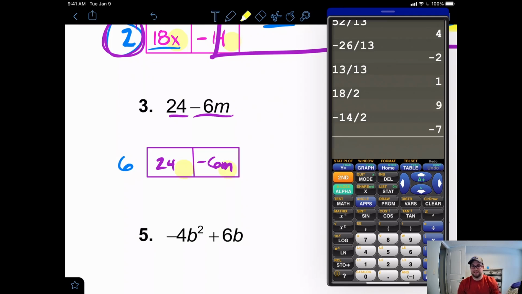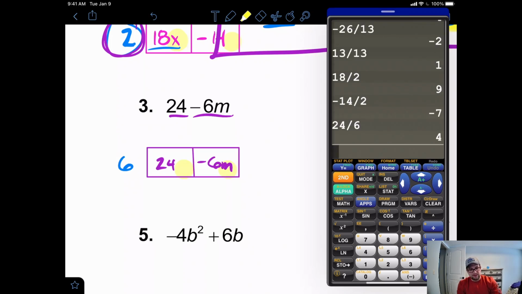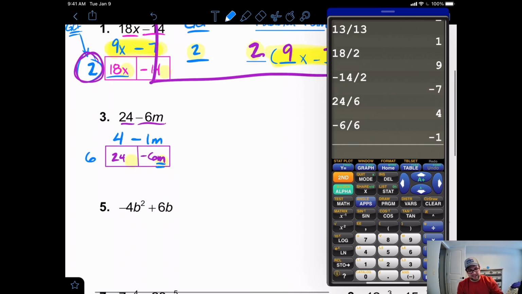So once I realize that 6 divides in, then we just want to check on our calculator. If I divided 24 by 6, then I would be left with just a 4 here. And if I divided negative 6 by 6, then I would be left with a negative 1. Now, we can't forget this one had an m, and we didn't pull out any m, so it's still going to have that m sitting there.